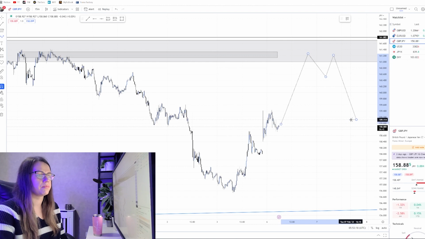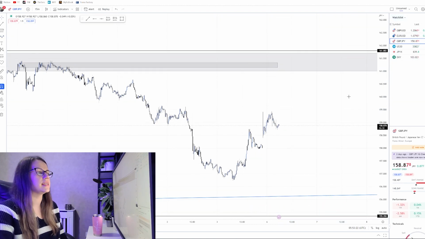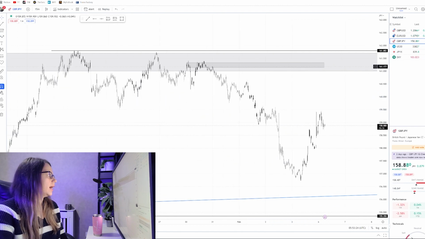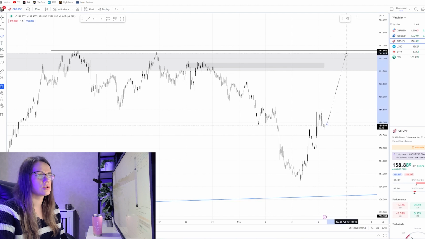But obviously not in all cases. That's not the only thing that can happen, because I do expect that there could be a breakout. So we break out, then we retest this zone, and then we go up.